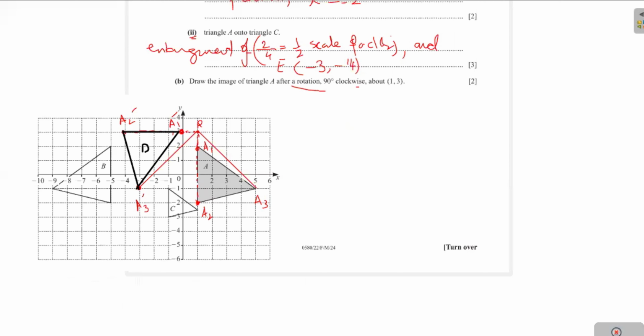This is the coordinates. A1 dash coordinates will be 0, 3, and the A2 dash coordinates will be -4, 3, and A3 dash coordinates are -3, -1. And this is the answer.